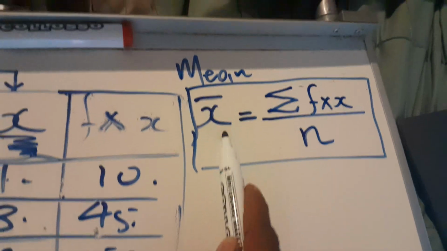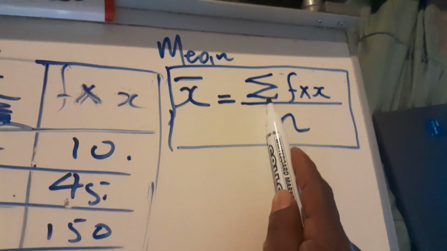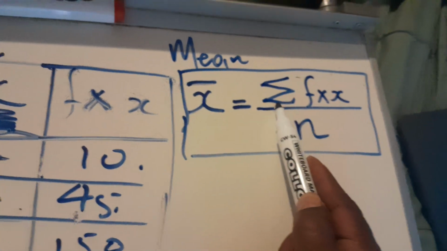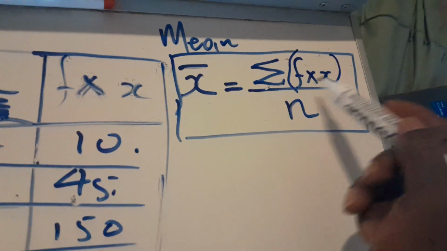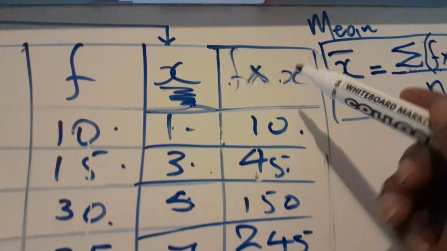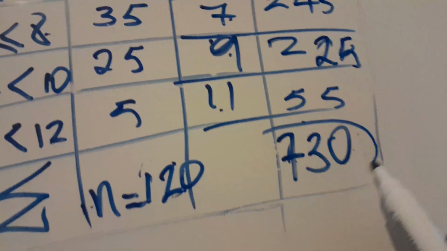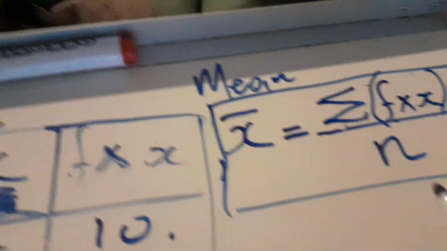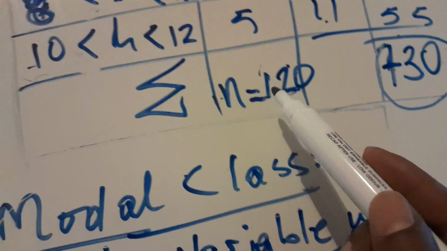the mean of grouped data is the sum. This notation here in maths, the sigma sign, is for sum. Sum of these products, f times x. F times x. You are going to add all of them. And that gives you that sum, which is 730. Then divided by n, the number of variables. How do you get that? You're going to add all the frequencies here, and you get 120.